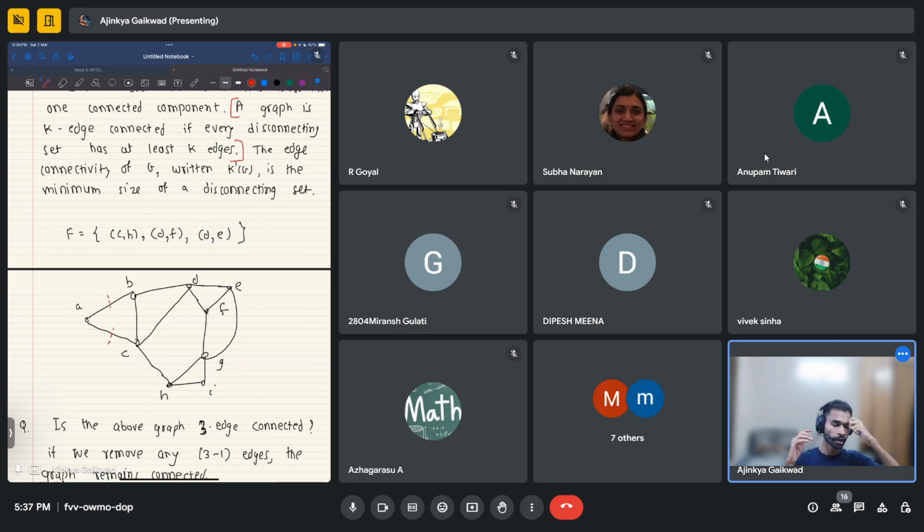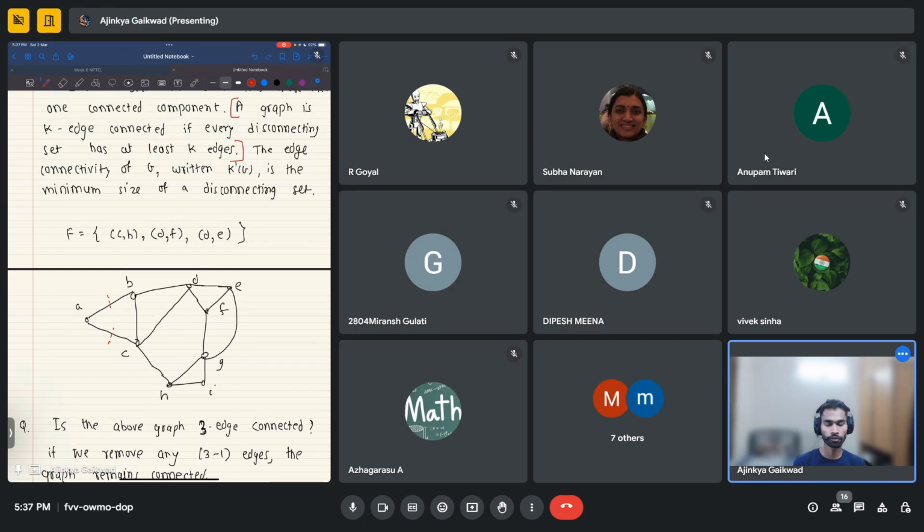So if I have some graph G and somebody said it is 10 edge connected, 20 edge connected, or 100 edge connected, that means the graph is highly connected, right? There are so many edges that even if I remove, let's say, any 90 edges, the graph still remains connected. That means I can say that graph is 91 edge connected. So this is how I measure how highly connected the graph is, right?